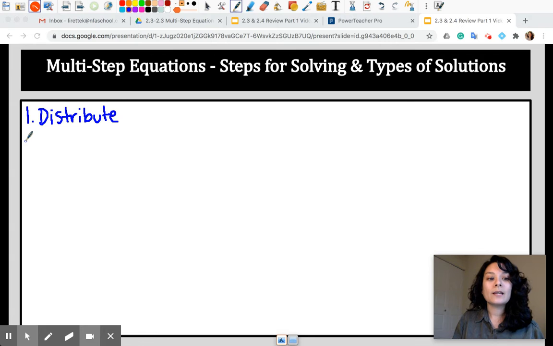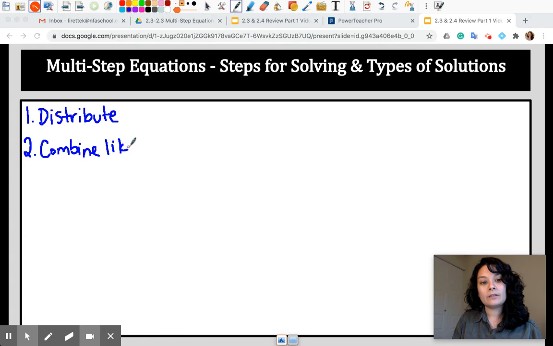first. The next thing that you'll want to check for after distributing, do you have any terms that can be combined? So combine like terms on each side of your equation, okay? So first distribute, then if you've got any terms to combine, do that.